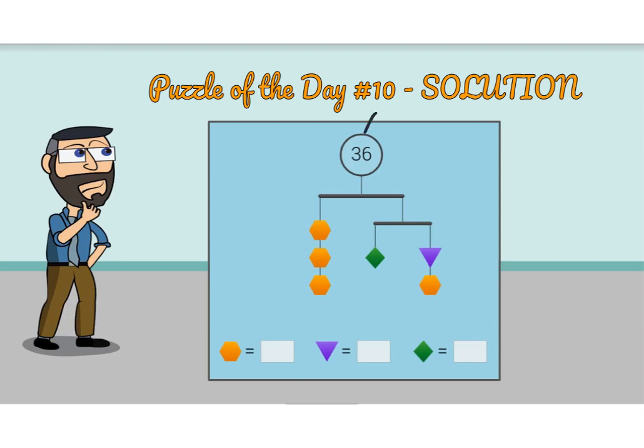This number 36 at the top of our hanger tells me that the total weight of this hanger is 36, maybe 36 pounds, ounces, I don't know, just 36.